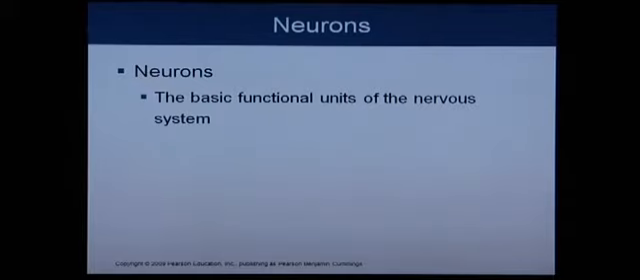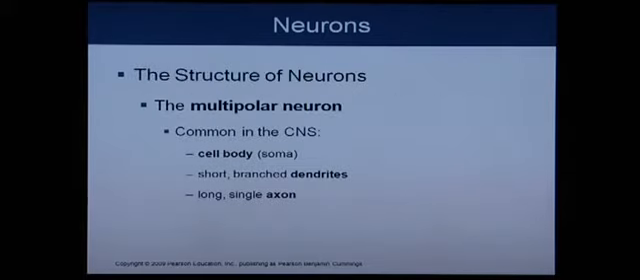All of these actions are going to be carried back and forth through the neurons. So kind of imagine the neurons a little bit as your electrical wiring system, sending impulses back and forth between the brain, spinal cord, and the rest of the body. So the structure of a neuron, we need to understand that in order to figure out how they actually work impulse-wise. The multipolar neuron, this is the type of neuron we're going to focus on today, is a very common neuron found in the central nervous system.